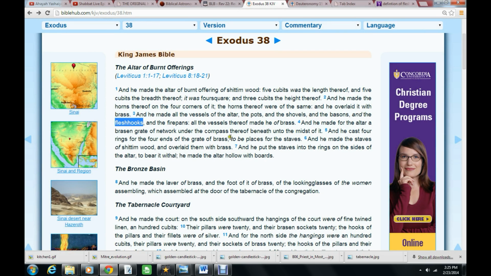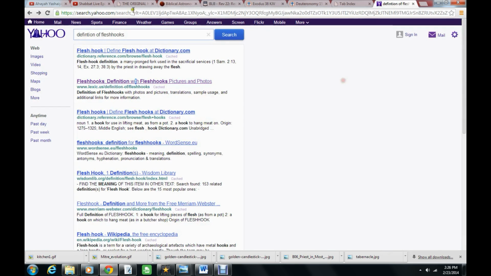And he made for the altar a brassen grate of network under the compass thereof, beneath unto the midst of it. So let's see what brassen grate is, or basin grate.